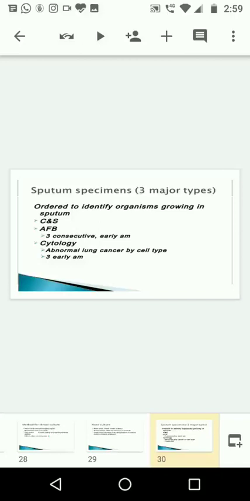Then cytology is done for examination of sputum under the microscope to look for abnormal or cancerous cell growth. It is also done in the early morning, and it is also done 3 times.